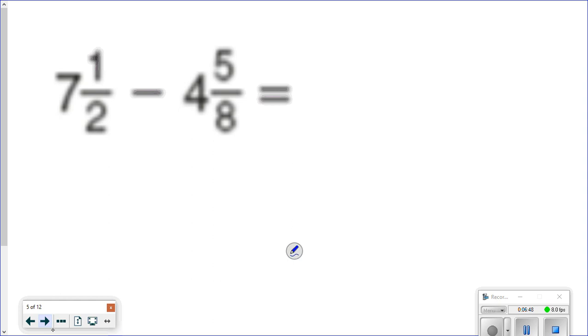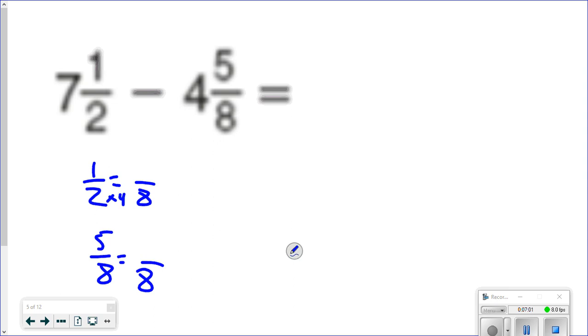Here's another one. 7 and 1/2 minus 4 and 5/8. Now I have to stack my fractions because it's not stacked for me. I'm going to change the half, and I'm going to change 5/8. Okay? Putting them both into 8 because 2 and 8 both go into 8. Times 4. 2 times 4 is 8. 1 times 4 is 4/8. So this is 7 and 4/8 minus 4 and 5/8.